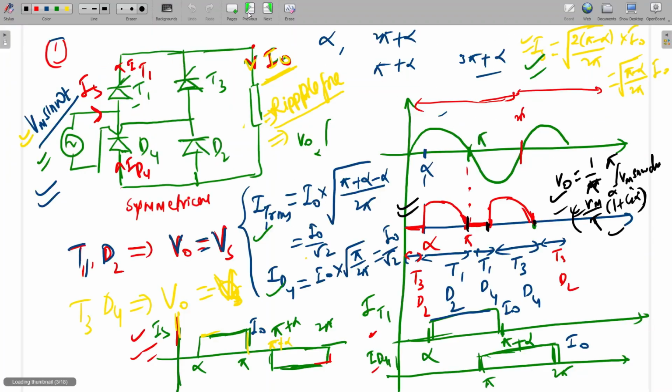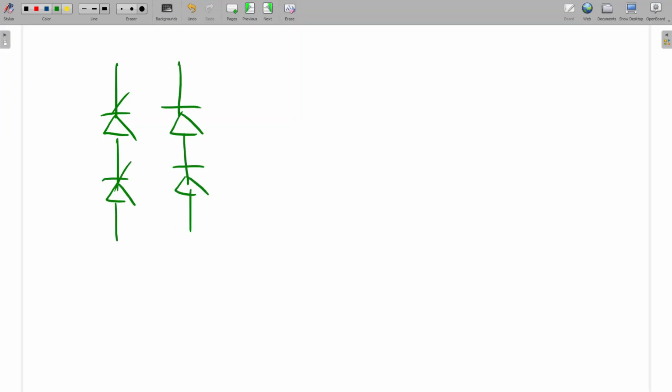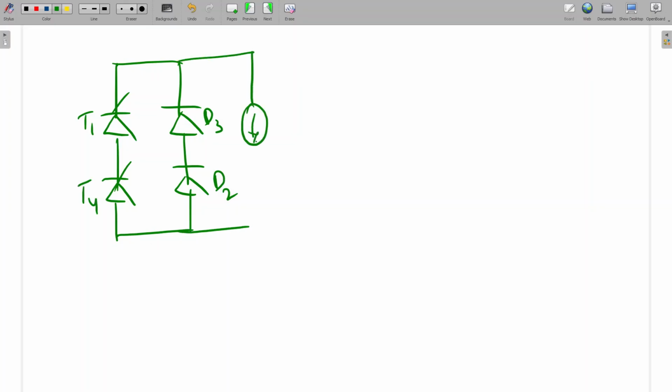So coming to the second circuit. The second configuration will be like this, and this side diodes will be there. So this is T1, D2, D3 and T4. And here also I'm assuming constant load current, stiff load current. This will be the source voltage.